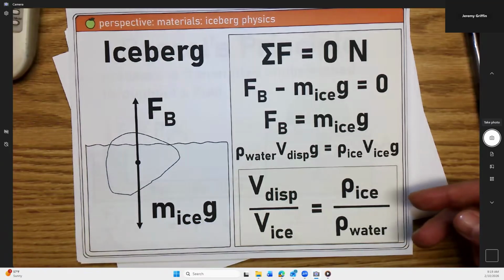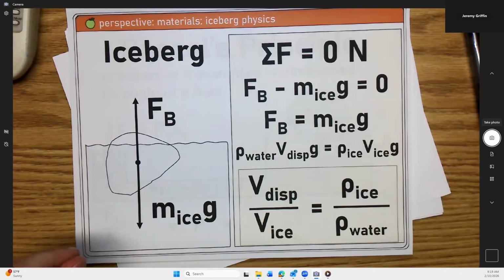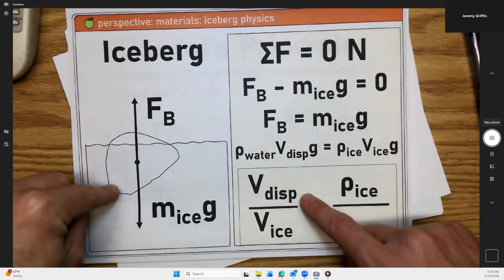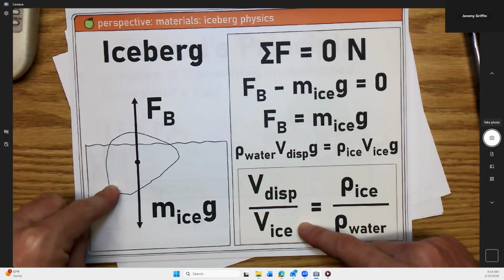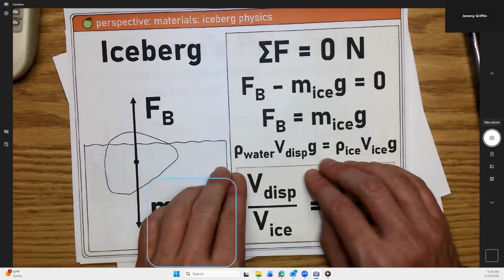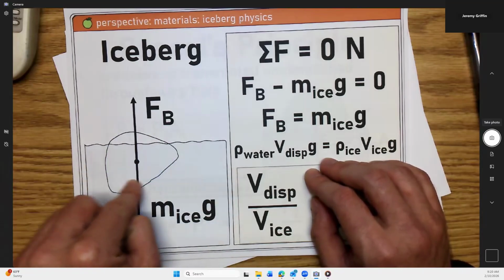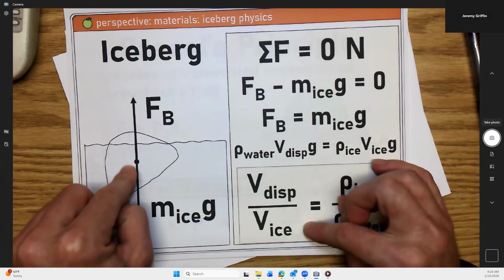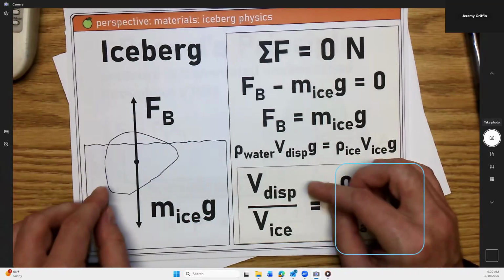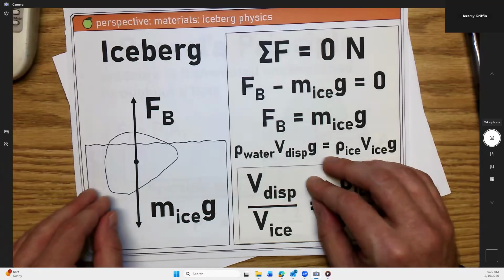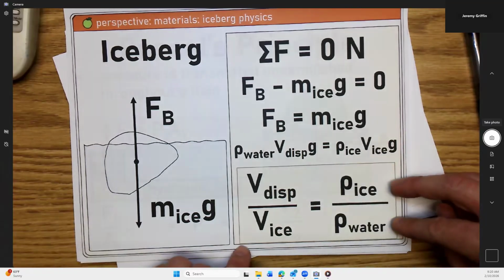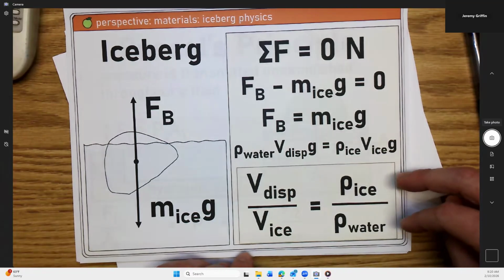Guys, notice this is a proportional answer because it doesn't matter how big the iceberg is. And so it's the displaced volume compared to the entire iceberg. Now, guys, this fraction, what is this set up to solve? Is this the proportion that's above the waterline or below the waterline? Below, yeah. It's this volume down here compared to the entire iceberg. So it's the percent that's submerged. And that turns out to be the same as the ratio of the densities of ice compared to water.